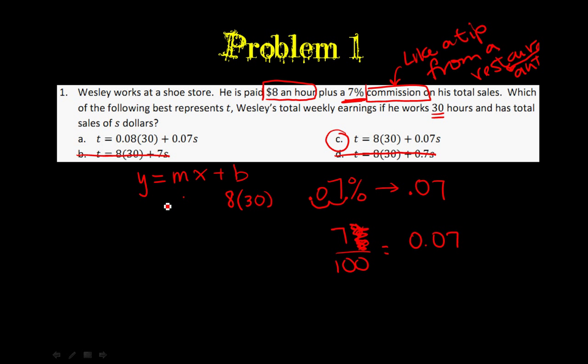So we have 8 times 30, that's basically our y-intercept that I wrote down here. And then it's 7%, that's that 0.07, and that's your slope. And then you put x, but in this case they told us to use the letter s instead. So that's how you get that answer. The 8 times 30 is your y-intercept, the 0.07 is your slope, and that's your equation.